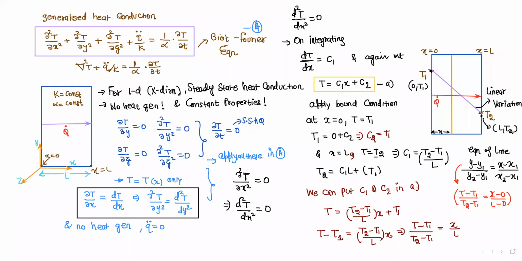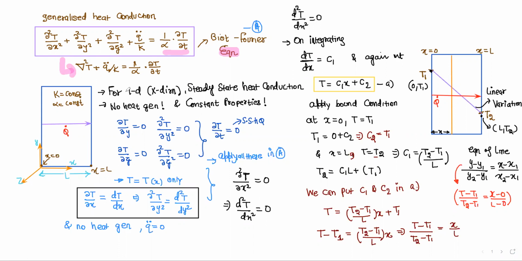So from the generalized heat conduction in the Cartesian coordinate, we have the equation. We have derived this in a previous video. That is the Biot-Fourier equation. Also we can rewrite it this way: del square T plus q double dot by k equals 1 by alpha dT by dt.